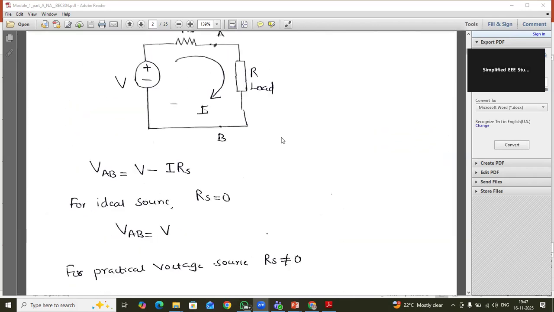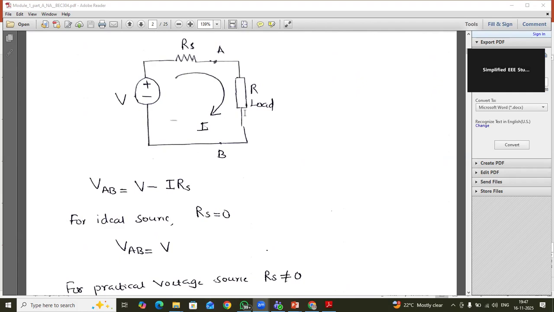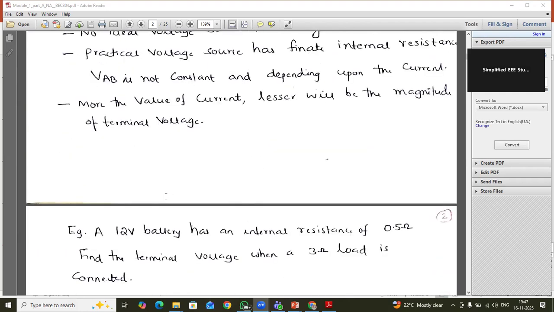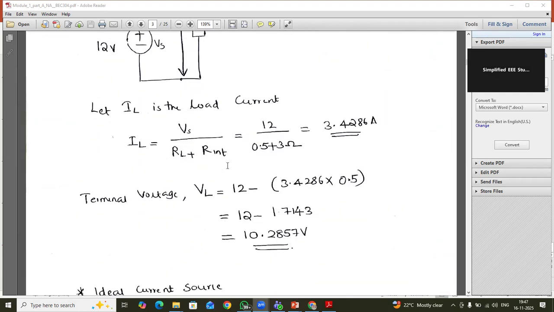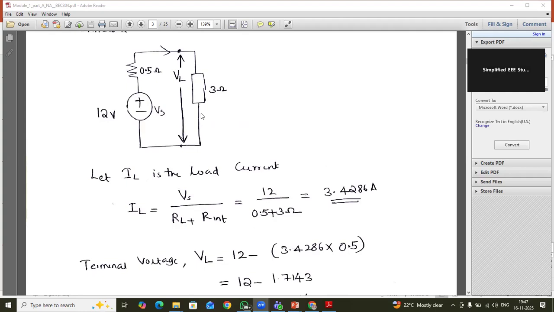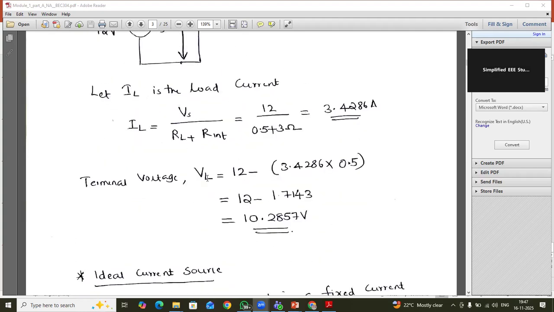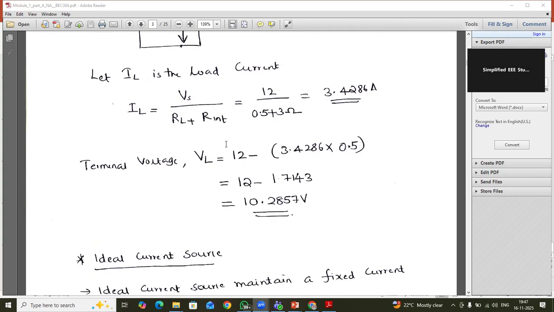Then you may ask a question: what is the difference between an ideal voltage source and a practical voltage source? You can compute the voltage across the load by using KVL. Applying KVL, I can calculate the unknown voltage. One example is given for you. So how to calculate VL, and how to calculate IL also.